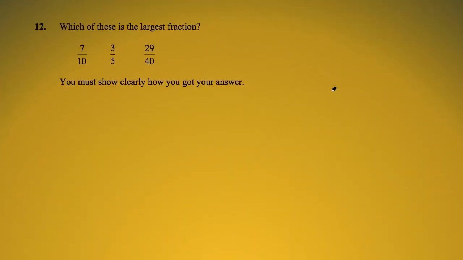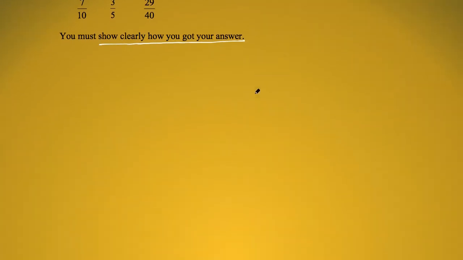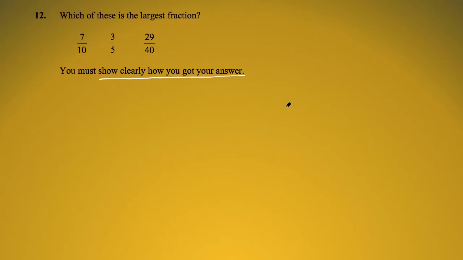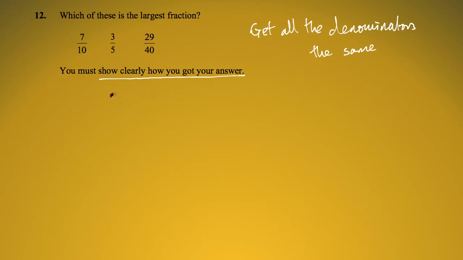Question 12. Which of these is the largest fraction? You must show clearly how you got your answer. That means that just writing down an answer, putting things in order, and not showing why is not going to get you any marks. We have 3 marks to get here. So the best way to do this is to get all the denominators the same. You've got plenty of space to work in. So I'm just going to write down each fraction. 7/10, 3/5, 29/40. How do I get all the denominators the same? Best to choose the big denominator and get them all to equal 40.